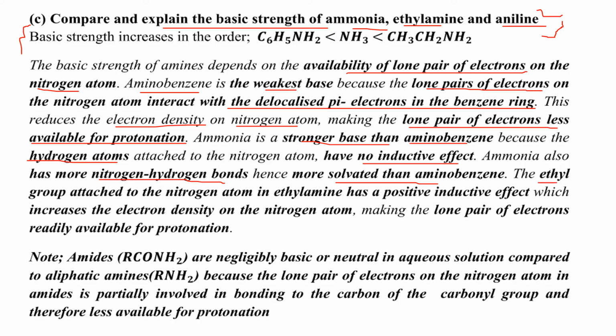Now if you look at ethylamine, the ethyl group attached to the nitrogen atom has a positive inductive effect, which increases the electron density. For the positive inductive effect, they donate electrons towards the nitrogen atom, and by doing so they increase the electron density present on the nitrogen atom. And once this happens, it makes the lone pairs of electrons present on the nitrogen atom easily available for protonation. That means that ethylamine is going to be a relatively stronger base.